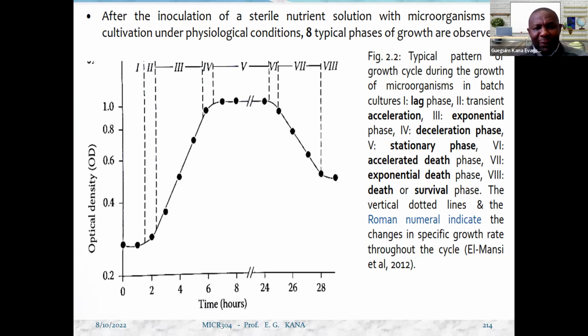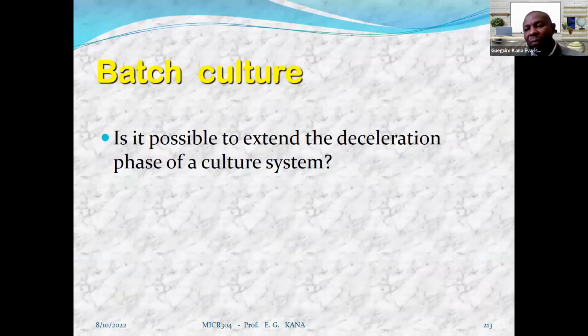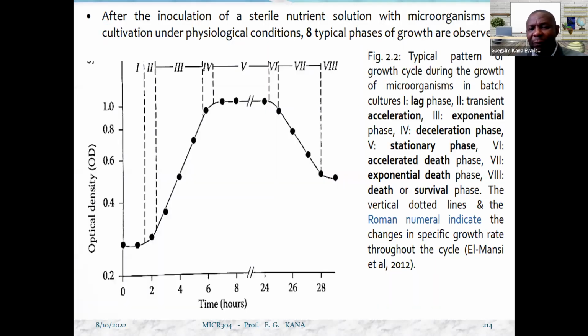Having said that, one important question which will come to the mind is: is it possible to prolong the deceleration phase? I would like you to think about it. Is it possible that we could extend the deceleration phase? For example, you have understood that this phase here, phase 4, is quite transient, it's a very short phase. But is it possible for it to extend the time that cells will spend?